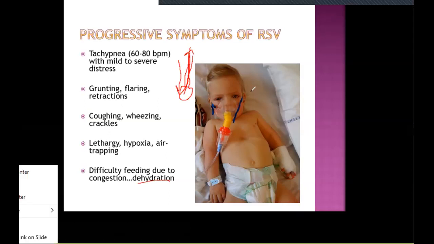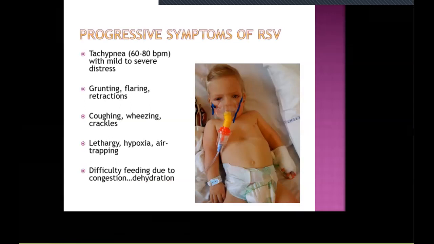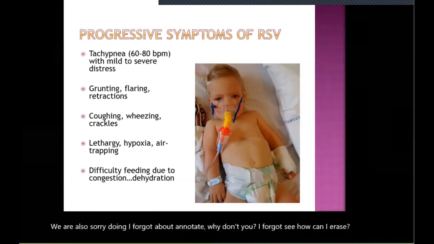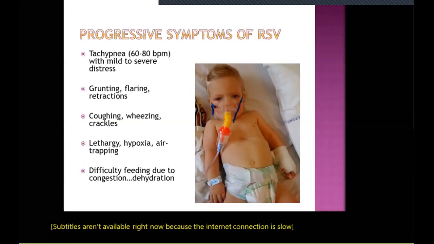These kids end up dehydrated. We support them with respiratory stuff, and we support them with IV fluids. We do not feed a child with a respiratory rate greater than XYZ, whatever the doctor says. Sometimes they'll say hold feeds if respiratory rate greater than 60. NPO if respiratory rate greater than 60. Sometimes they may say 40. It depends on how old the child is.